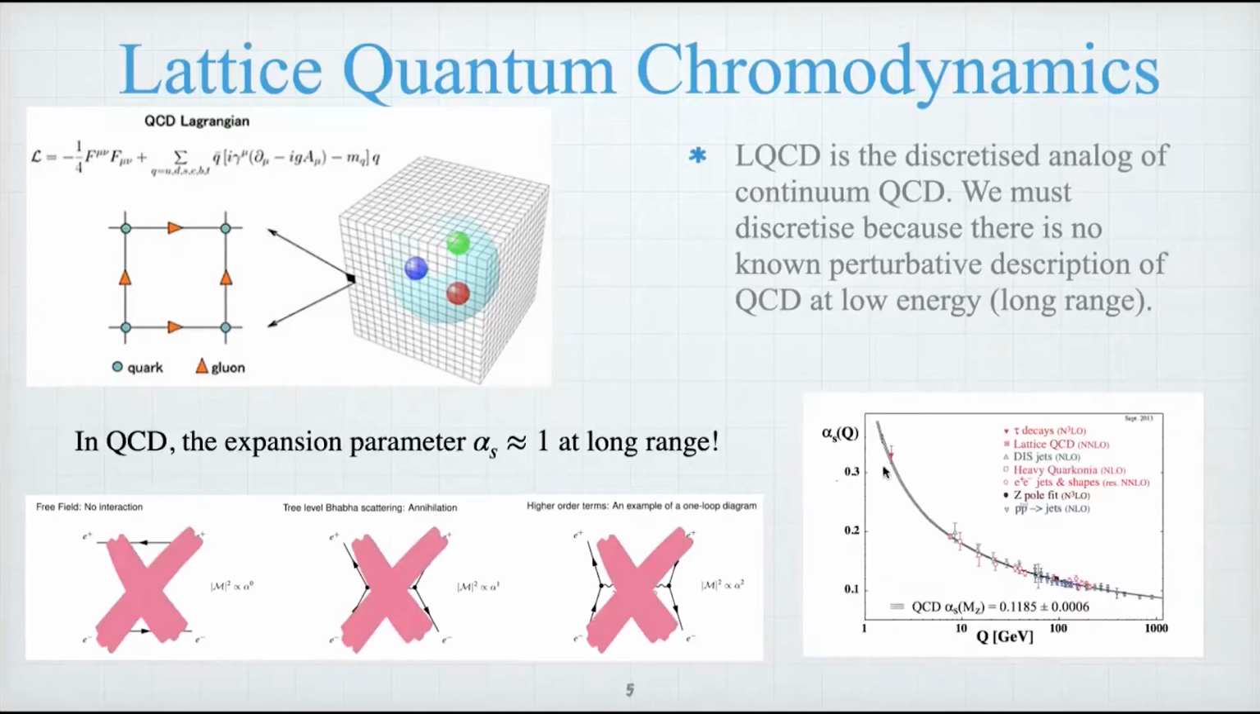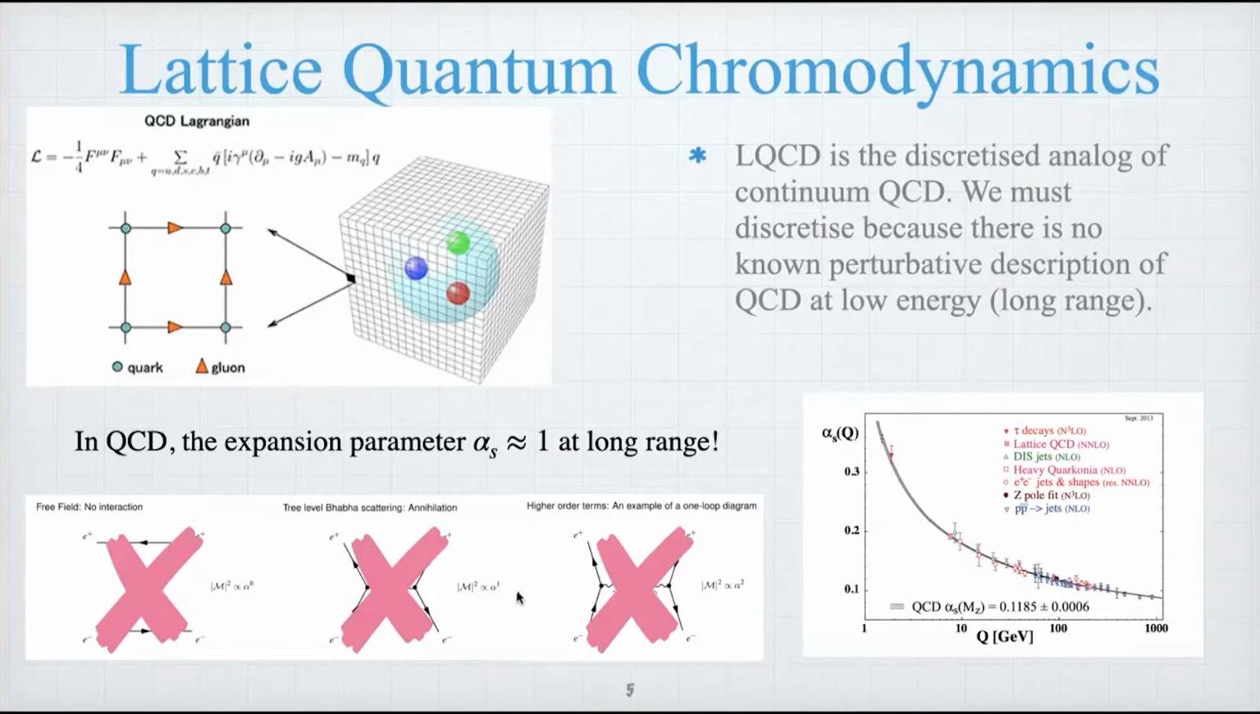With QCD, take a look on the bottom right here. The structure constant of QCD, this alpha, the thing that was the fine structure constant, goes the other way. So as you go to higher and higher energies, that structure constant gets kind of small. That's good. But as you get to lower and lower energies, this thing gets bigger and bigger, to the point where the prefactor in front of all of these perturbation series starts to blow up and starts to get big.